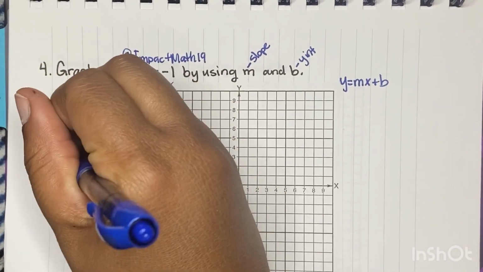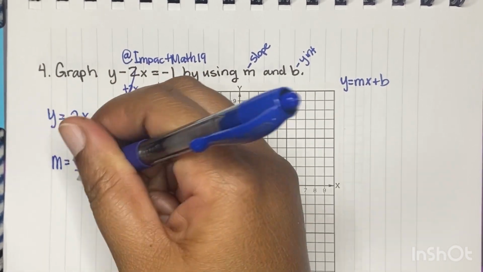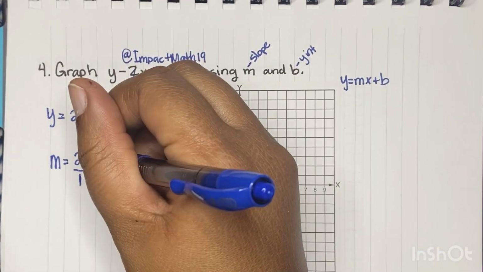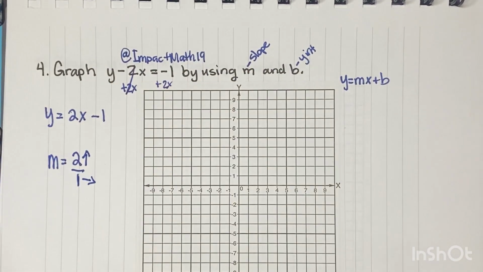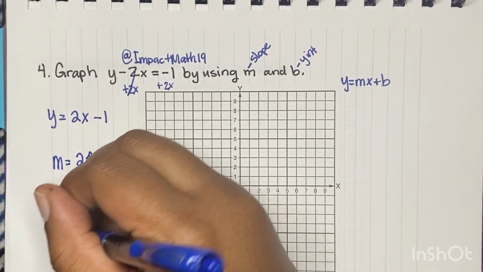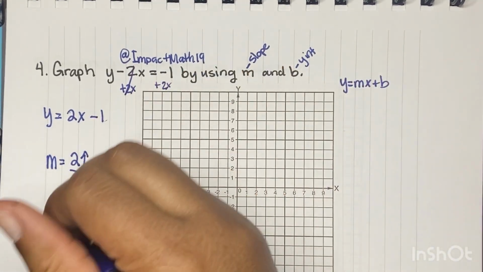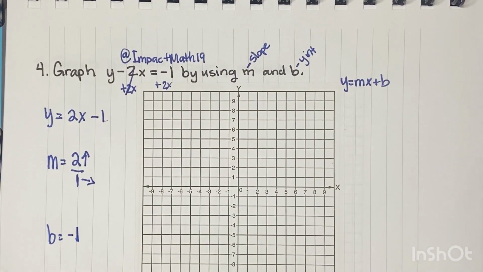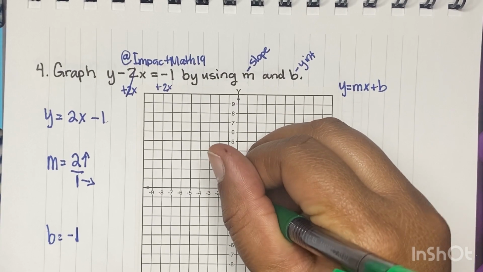The m is going to be a positive 2. Remember, every whole number can be written over 1. So this is telling me I'm rising 2 and I'm running 1 to the positive. My b is always a number that doesn't have a letter attached to it, which is called the constant, which is -1.